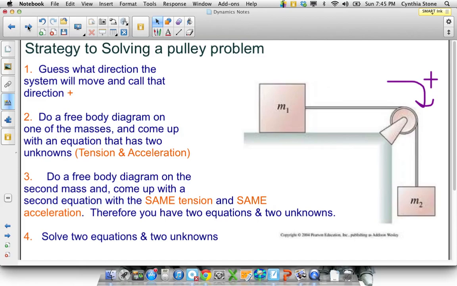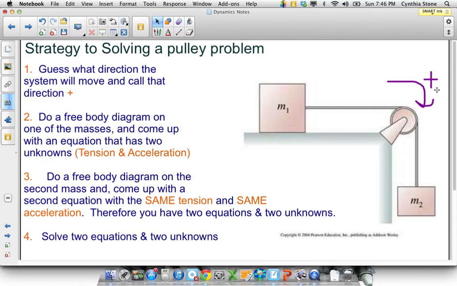So the strategy to solving them is first to figure out what direction you think it's going to move and call that positive. In this case, if this thing's going to move at all, it's only going to move down. There's no reason, unless there's a force we're unaware of, that this would move that way, right? Assuming there's no friction. If there's friction, M2 might not be enough to pull M1. But if this was a frictionless system, imagine it's on a little ice rink or something, then you can be sure that it would move in this direction. So we'll call that our positive direction. So you choose where you think it's going to go, call that positive.